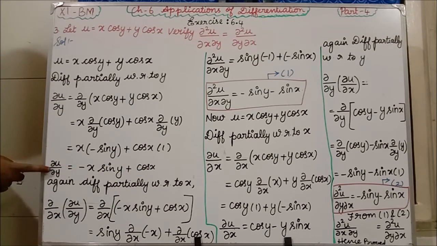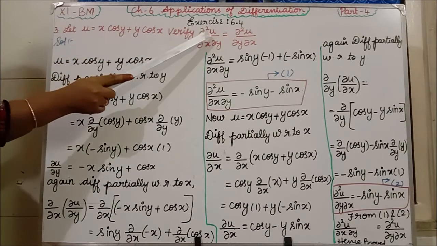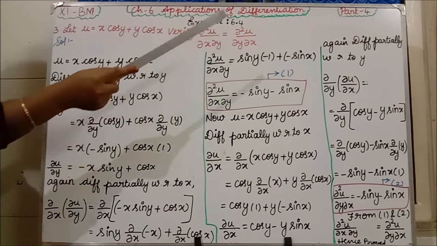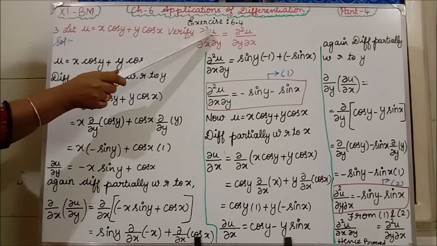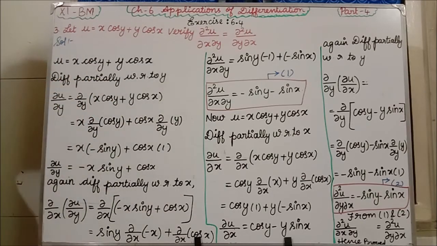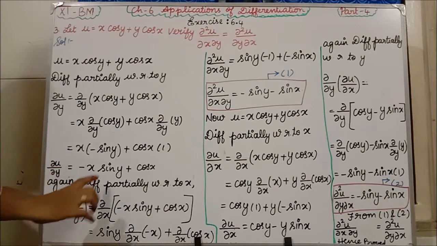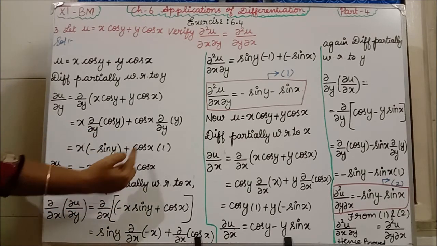So dou u by dou y, we have got the answer. But here we have found dou u by dou y only. Next we again have to differentiate u with respect to x. Again differentiating partially with respect to x.